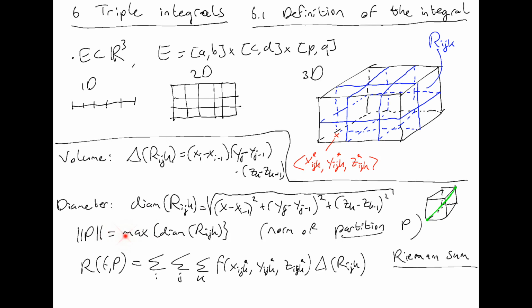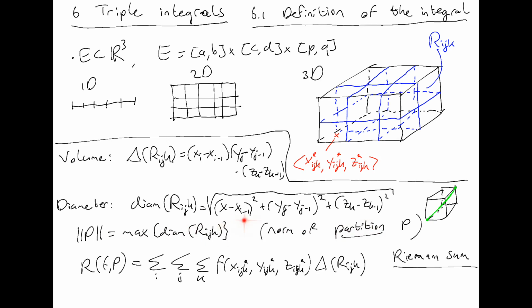Okay, now given our partition, we also want to define a norm or a size of the partition, because we want to make it smaller and smaller. And as in 2 dimensions, we're just going to take the maximum of all of the diameters of the smaller rectangles. And again, this is called the norm of the partition P.